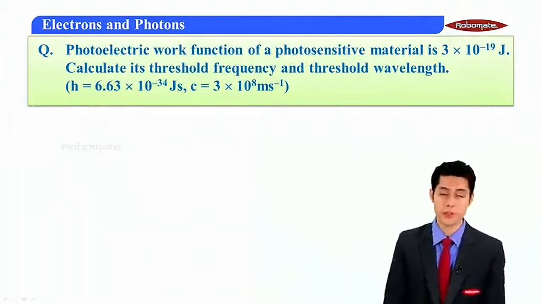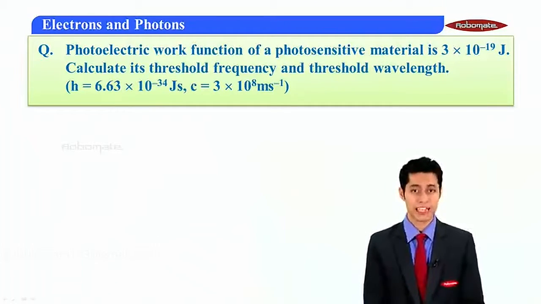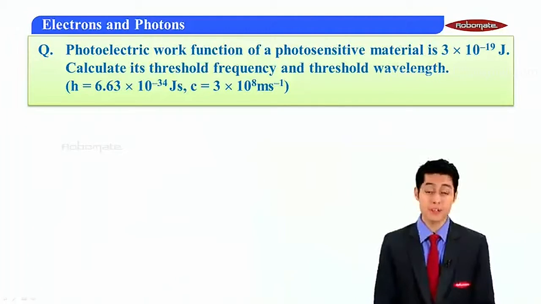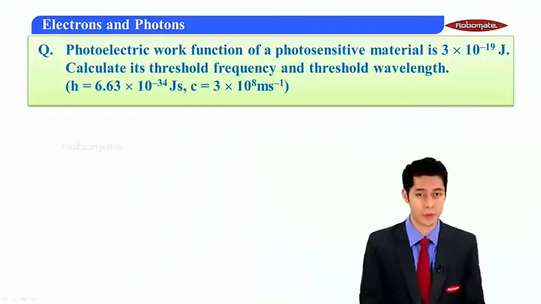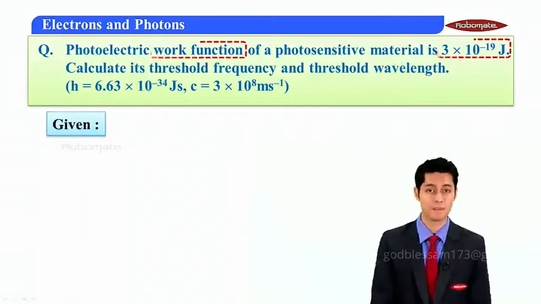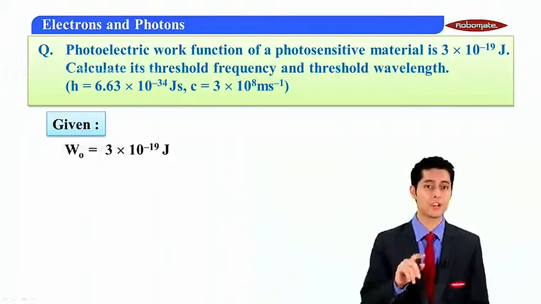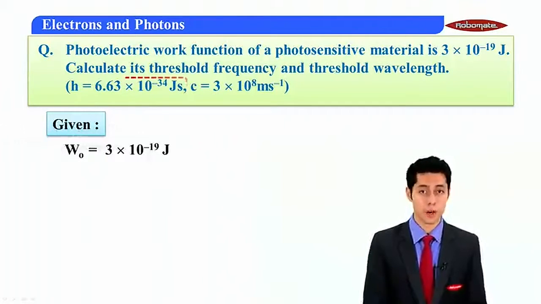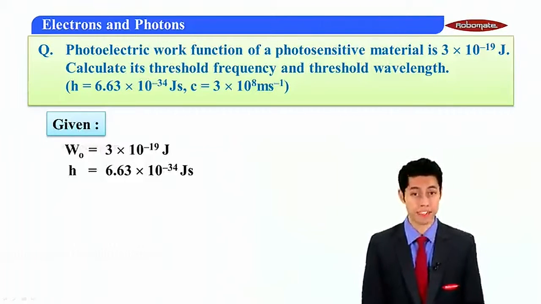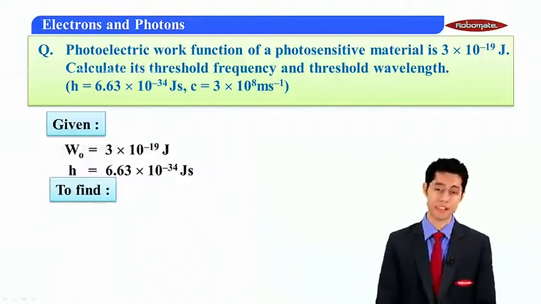The photoelectric work function of a photosensitive material is 3 × 10⁻¹⁹ joule. Calculate its threshold frequency and threshold wavelength, where the values of h and c are given as follows. So first, while solving any problem, let us write down the given data. The work function is given as 3 × 10⁻¹⁹ joule. Also, h is given as 6.63 × 10⁻³⁴. The value of c is also given as 3 × 10⁸.